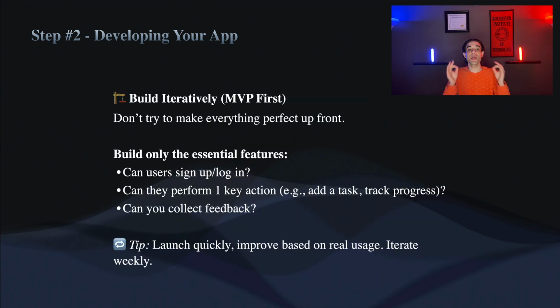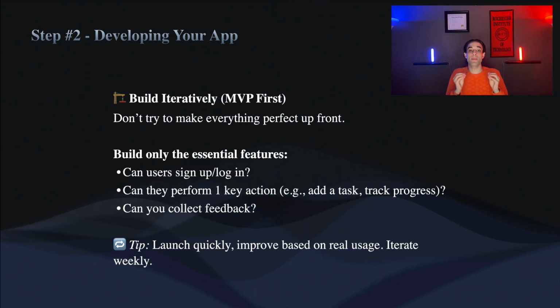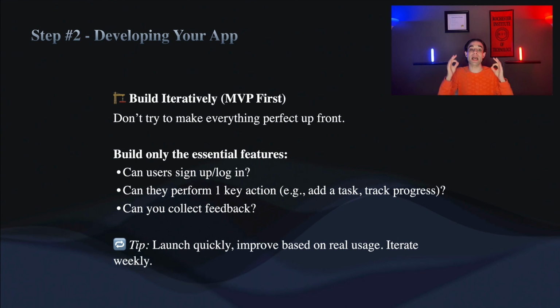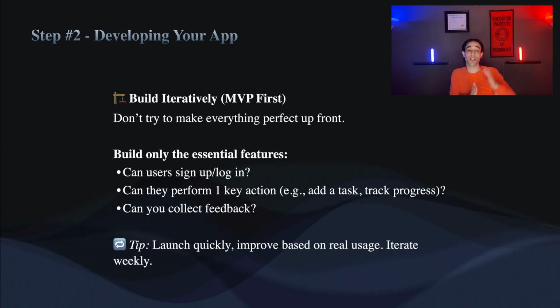And now some key things that you want to keep in mind when it comes to developing your app. So you want to build iteratively. So what that means is MVP first, minimal viable product first. So don't try to make everything perfect up front. So build only the essential features first. So for example, can users sign up or log in? Number 2, can they perform one key action, such as adding a task or tracking progress?